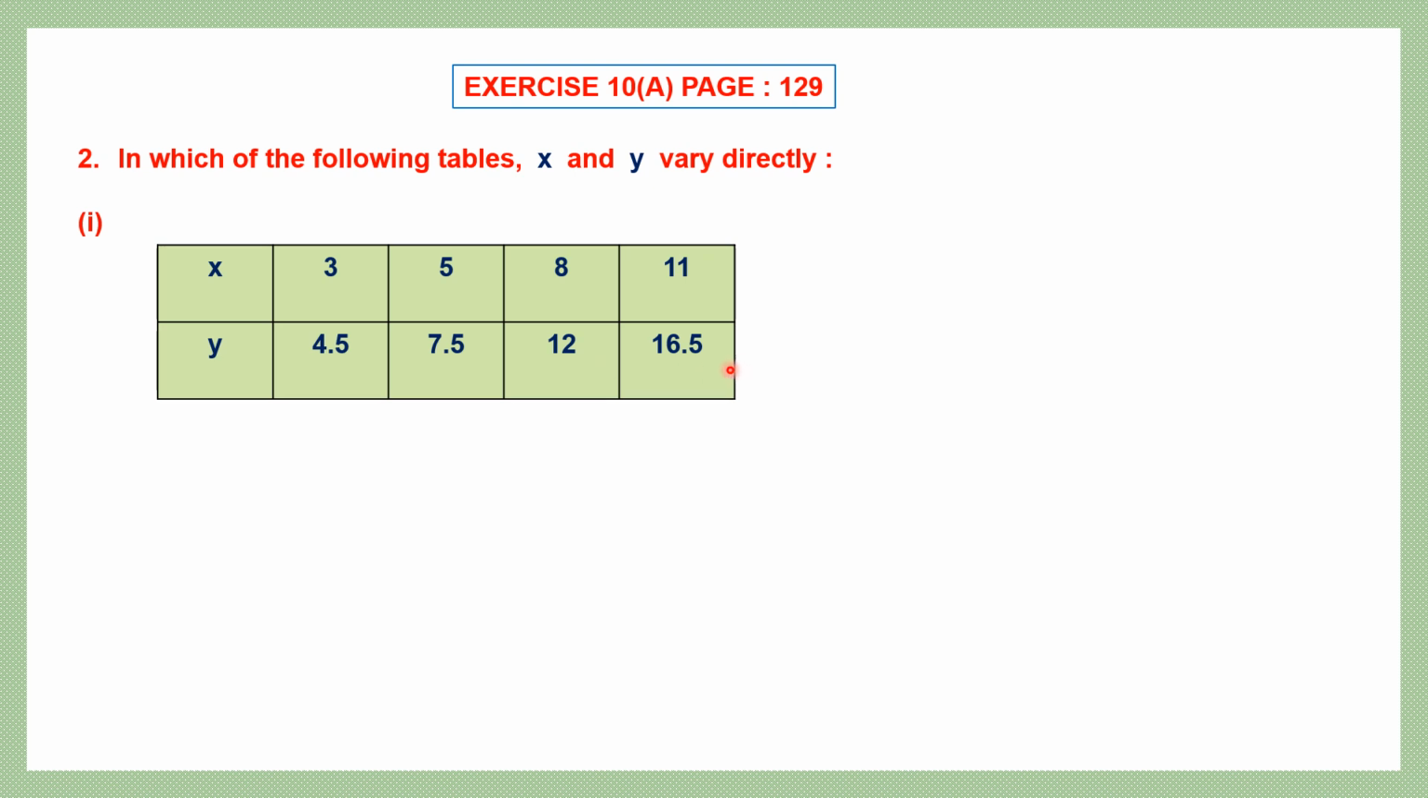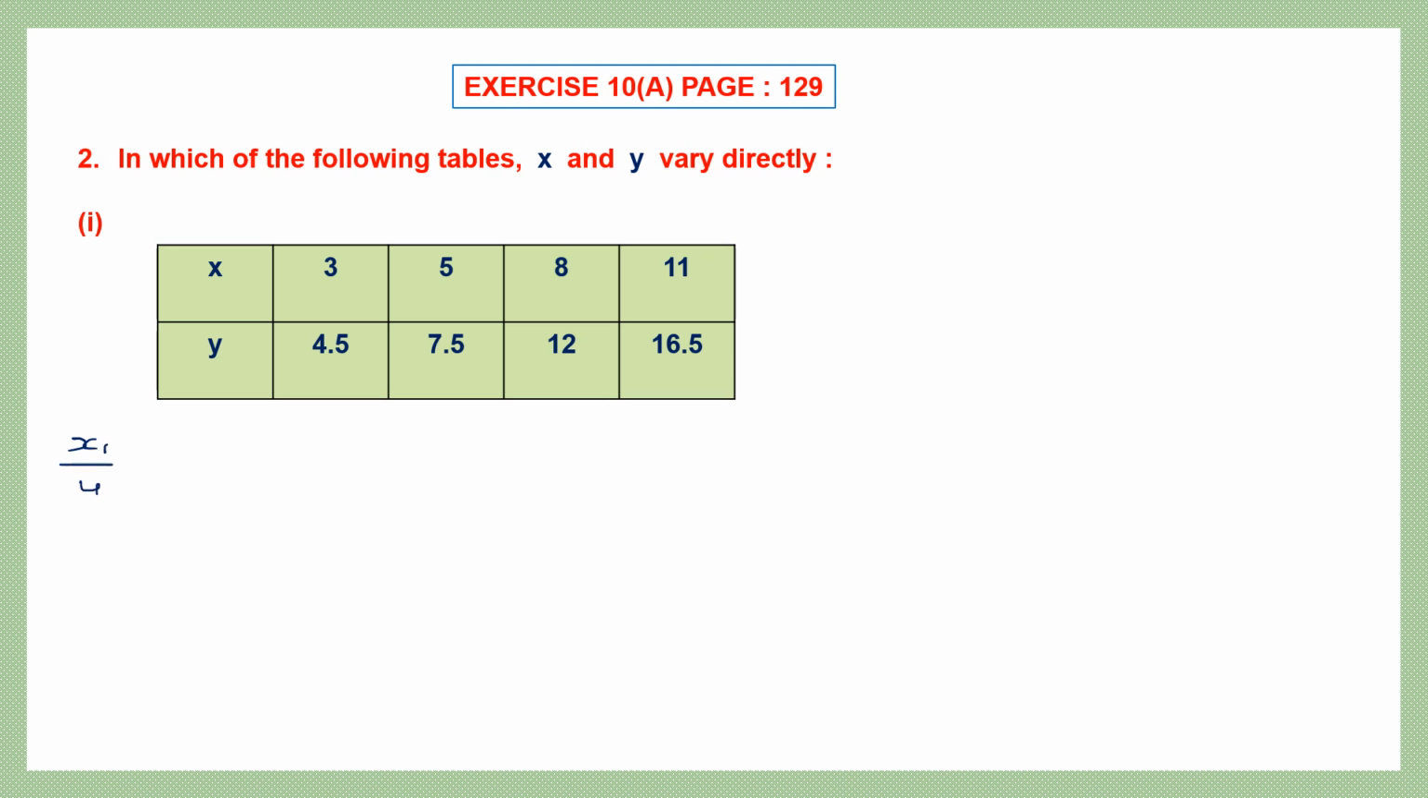So in that case, we have to find the ratio of each of these x and y here. This will be x1 y1, x2 y2, x3 y3 and x4 y4, and we have to reduce it to the lowest term and see if they form a constant. If the ratio between x and y is a constant, then we say that x and y vary directly. So let's begin by doing that. So let's take x1, y1.